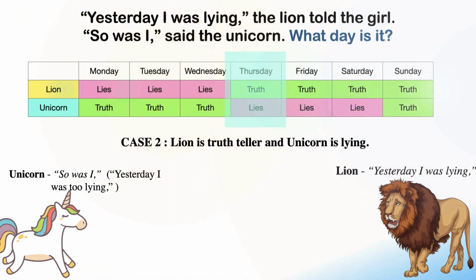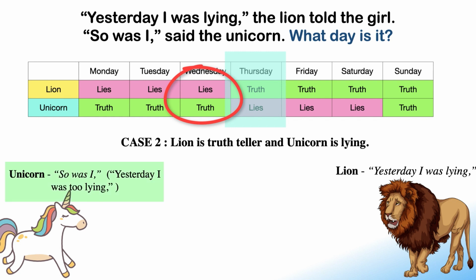And if today is Thursday, unicorn is lying with its statement, "Yesterday I too was lying," as it was Wednesday yesterday, where unicorn always tells truth on Wednesday. Hence today, on Thursday, unicorn must be lying with this statement, while lion is telling the truth. Both statements are as per the given data.